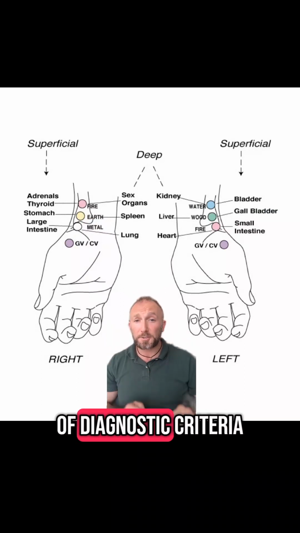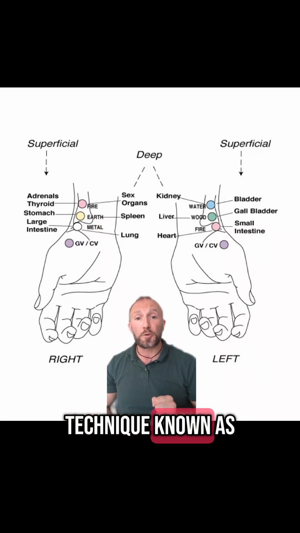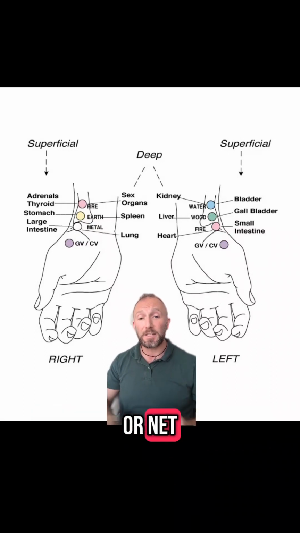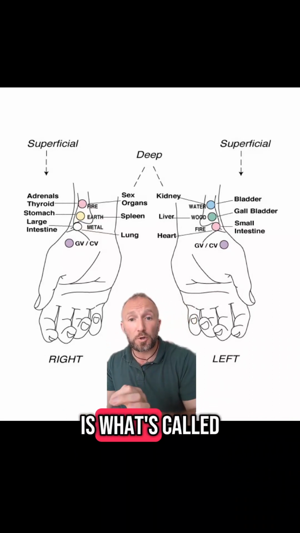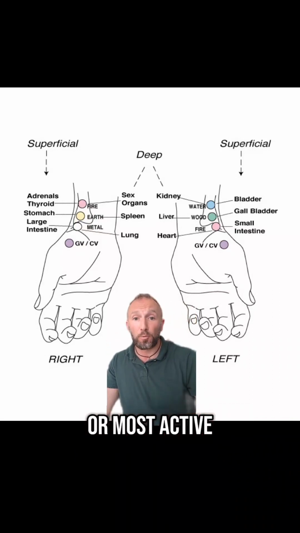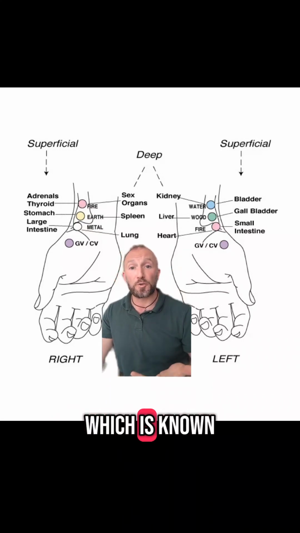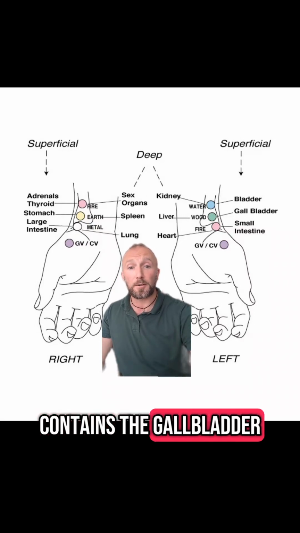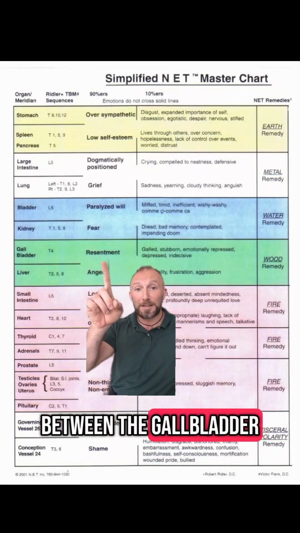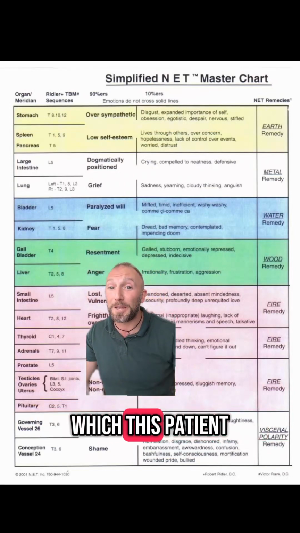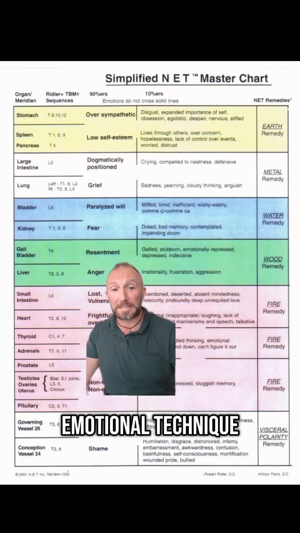As part of diagnostic criteria, in Chinese medicine, as well as applied kinesiology, and in the technique known as neuro-emotional technique, or NET, we use individualized radial pulse points to determine what's called the most deficient or most active meridian at that time. As we see, the middle pulse point on the left wrist, which is known as the wood element, contains the gallbladder. This becomes especially important because the main master chart relationship between the gallbladder is the concept of resentment, which this patient did have when we actually went into the analysis using neuro-emotional technique.